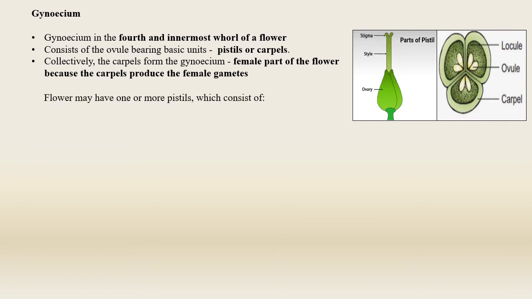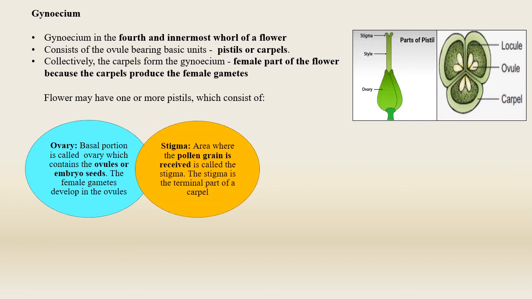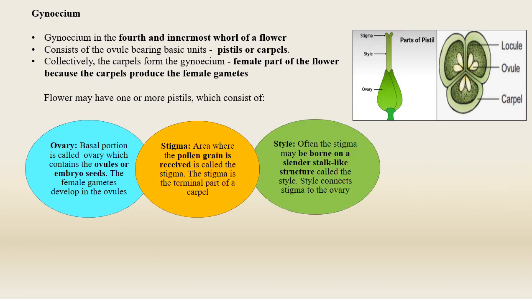The basal portion is called the ovary, which contains the ovules or embryo seeds. The female gametes develop in the ovules. Stigma. The area where the pollen grains are received is called the stigma. The stigma is the terminal part of a carpel. Style. Often the stigma may be borne on a slender stalk-like structure called the style. The style connects the stigma to the ovary.